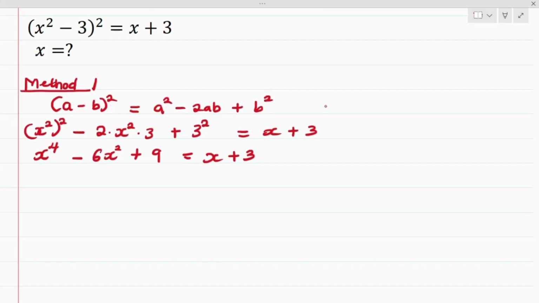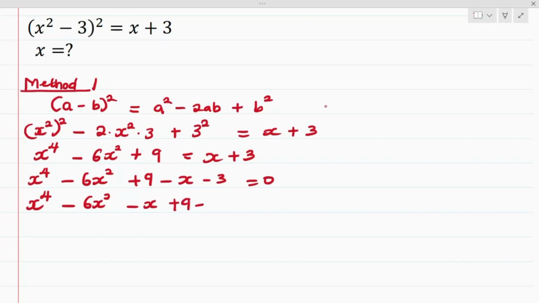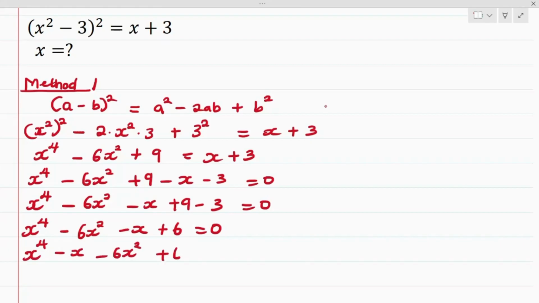At this point, let's simply rearrange and set to 0. So we have x raised to the power of 4 minus 6x squared plus 9 minus x minus 3, equal to 0. So we have x raised to the power of 4 minus 6x squared minus x plus 9 minus 3, and 9 minus 3 is 6, so we have plus 6, equal to 0. Let's rearrange this properly: x raised to the power of 4 minus x minus 6x squared plus 6, equal to 0.